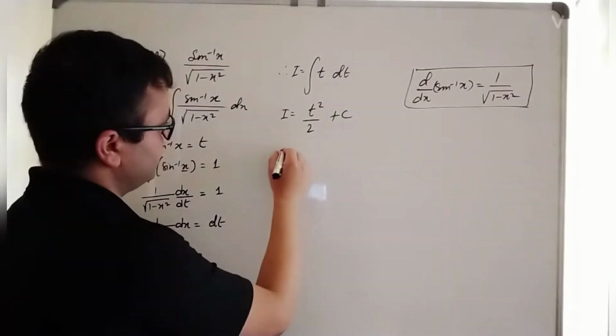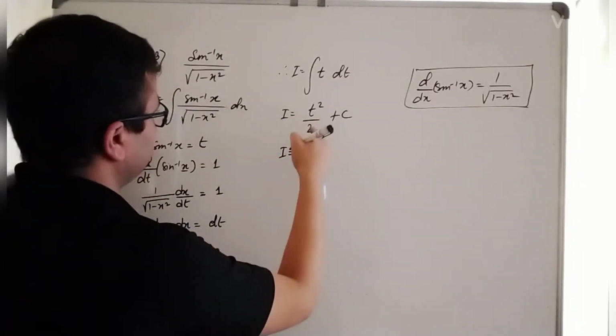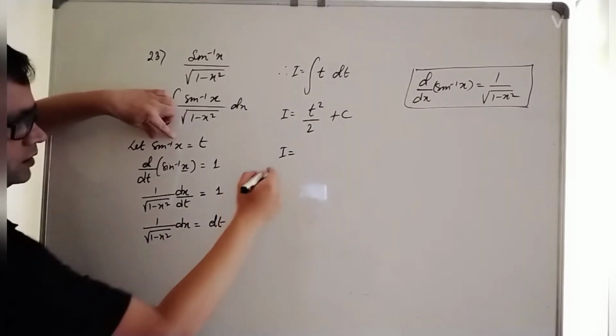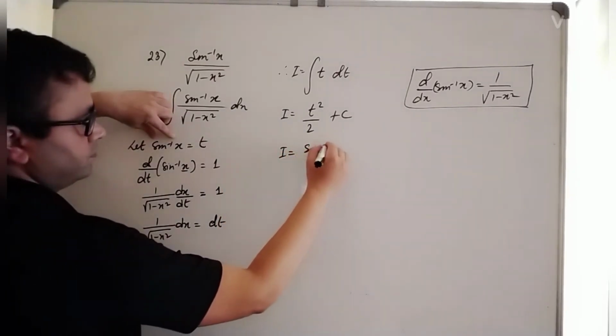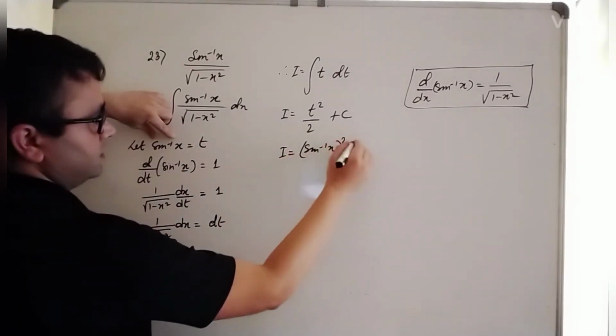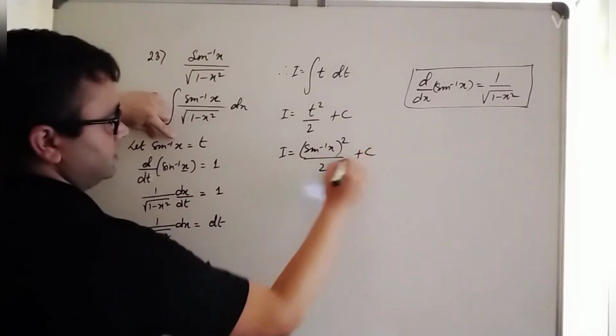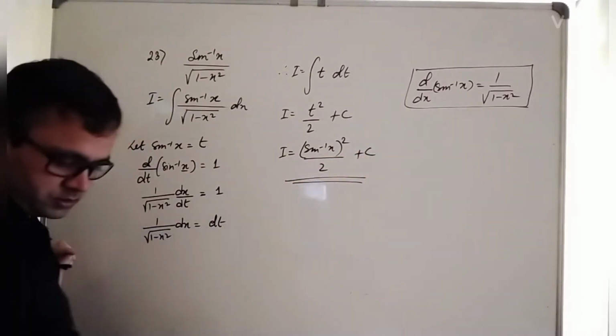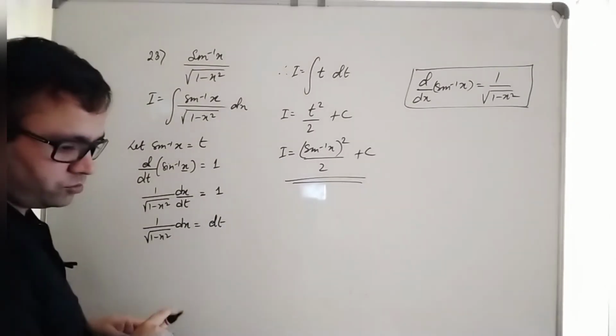So I equals t square by 2, what is t? So t is sin inverse x, so the answer is (sin inverse x) whole square divided by 2 plus c. So it is the answer. So this is question number 23. Now question number 24.